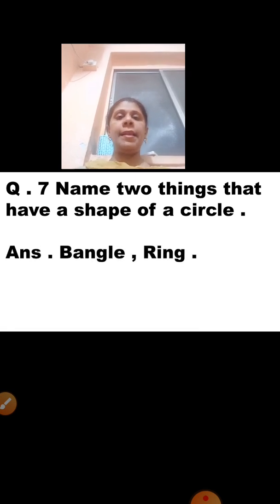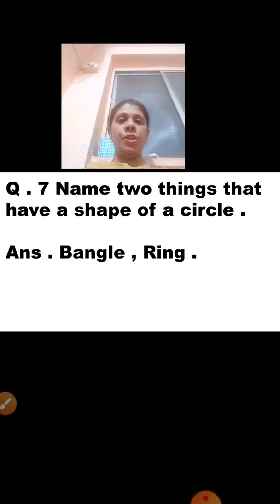Yes, our answer is bangle and ring. Teacher showed you in the previous session also a bangle, which is round in shape, and a ring. So the two things that have a shape of a circle are bangle and ring.